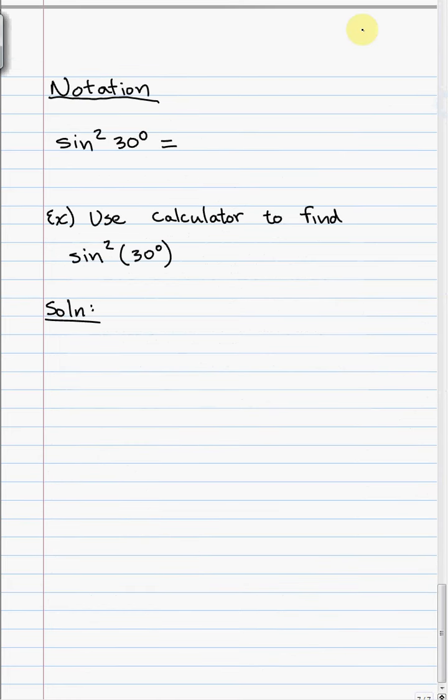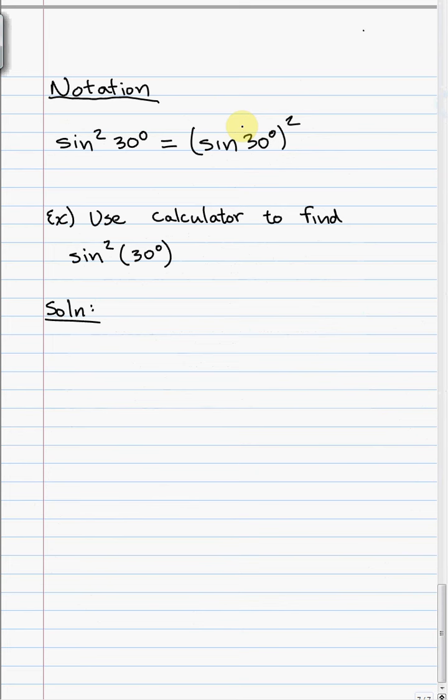All right, last thing we want to talk about on this particular video is some notation for squaring sine. This notation, sine with a 2 here, sine squared of 30 degrees, is shorthand for sine of 30 degrees all squared. The reason that we write it this way is that if we write it the other way, we have to use this parenthesis. Because if we don't, it's confusing whether we're squaring 30 degrees or we're squaring all of sine.